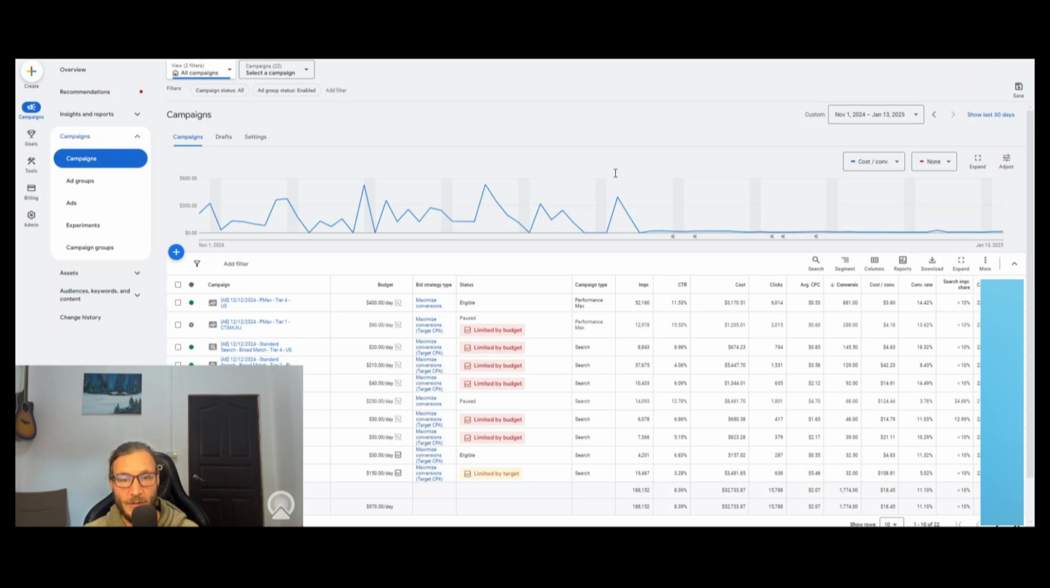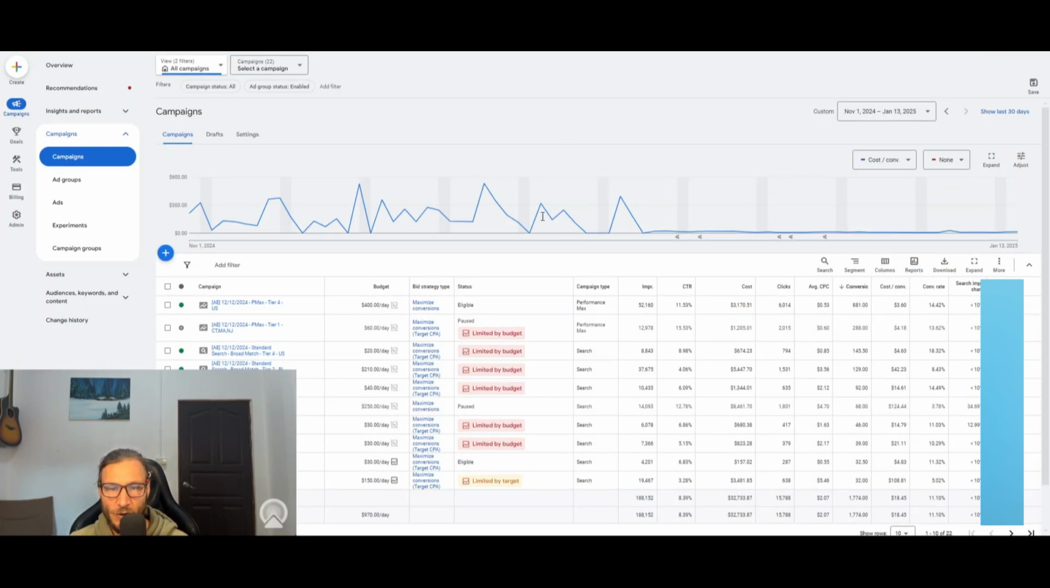If you can see here on the Performance Max, instead of spending $200 on a lead, we brought it all the way down to spending only $4 a lead. And this is highly profitable for our client. Let's just quickly look at the results.